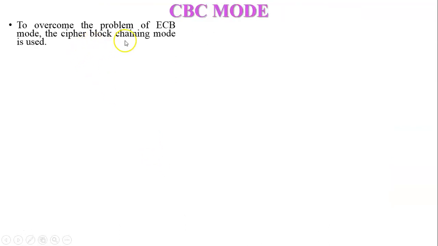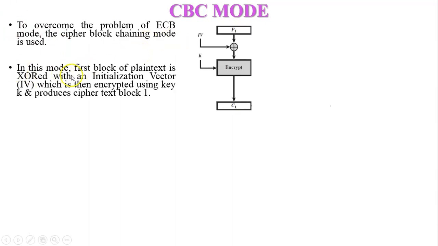To overcome the problem of ECB, electronic codebook mode, the cipher block chaining mode is used. The problem or disadvantage of ECB is whenever the same plain text block occurs, it generates the same cipher text. So to overcome that problem, here CBC mode is used. In this mode, the first block of plain text is XORed with the initialization vector IV.